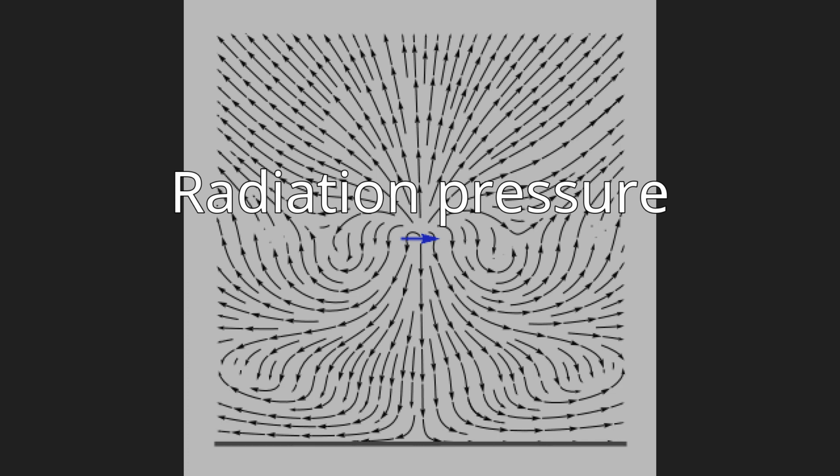Radiation pressure. The density of the linear momentum of the electromagnetic field is S/c², where S is the magnitude of the Poynting vector and c is the speed of light in free space. The radiation pressure exerted by an electromagnetic wave on the surface of a target is given by P_rad = ⟨S⟩/c.